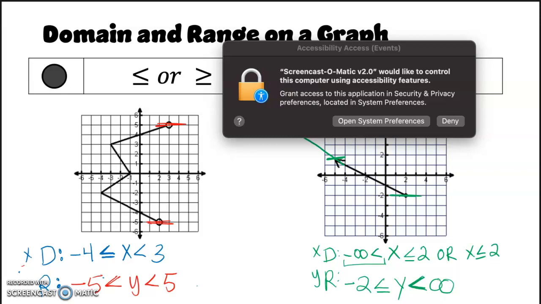But kind of like our domain, another way we could write it is just without this part. We can cut that off and flip it, because we always like the variable to be first. We could say y is greater than or equal to -2. Y is only bigger or equal to -2.